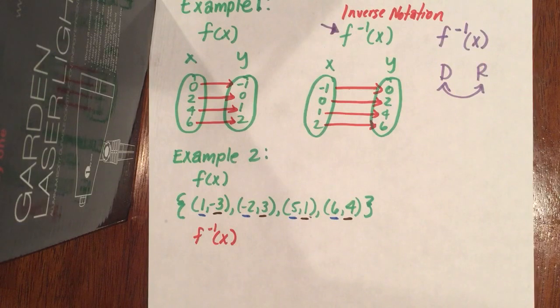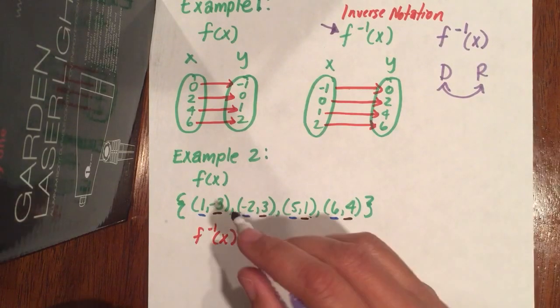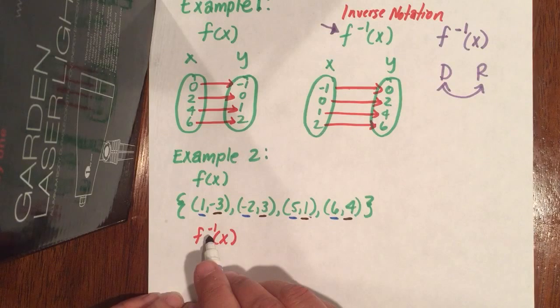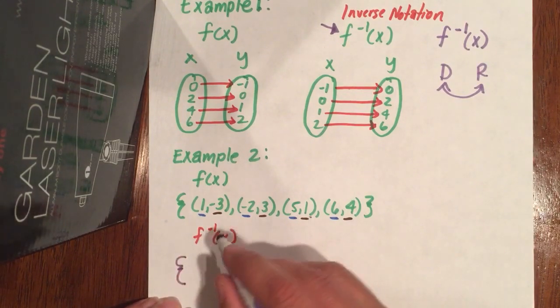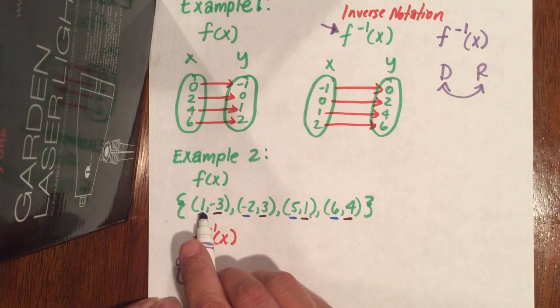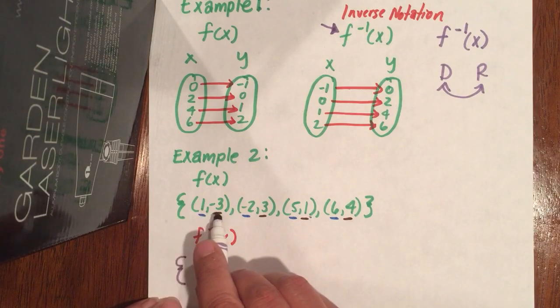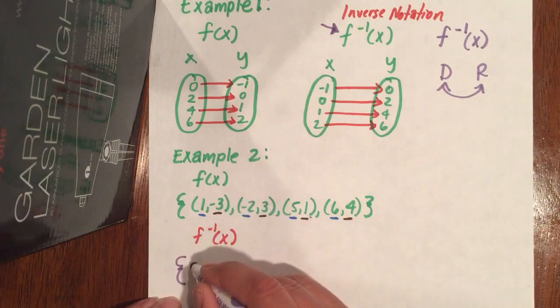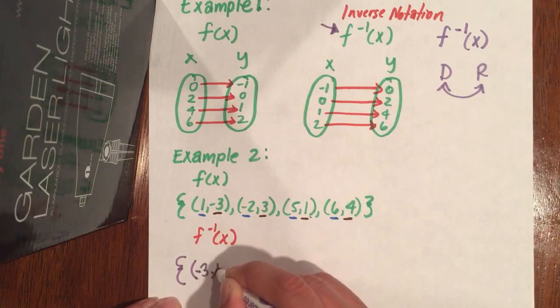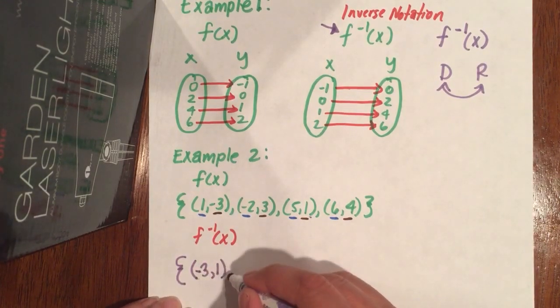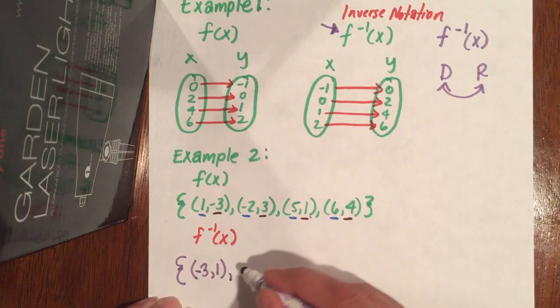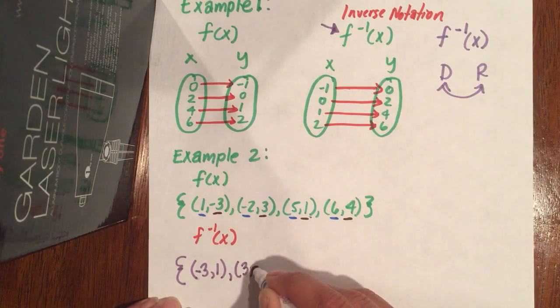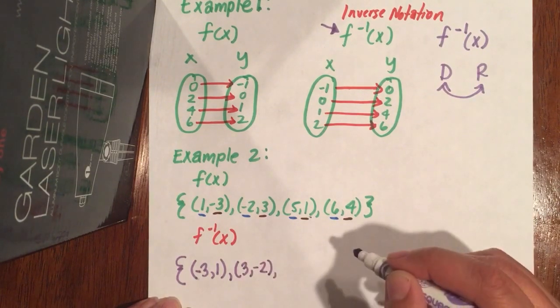So let's find the inverse of f of x. And again, the inverse is just indicated with that -1. It doesn't mean to the negative first power. It just means it's an inverse. So let's figure this one out. Since my original has the point (1, -3), the inverse would be (-3, 1). Since the original function had -2 input, 3 output, the inverse is going to have 3 input, -2 output.